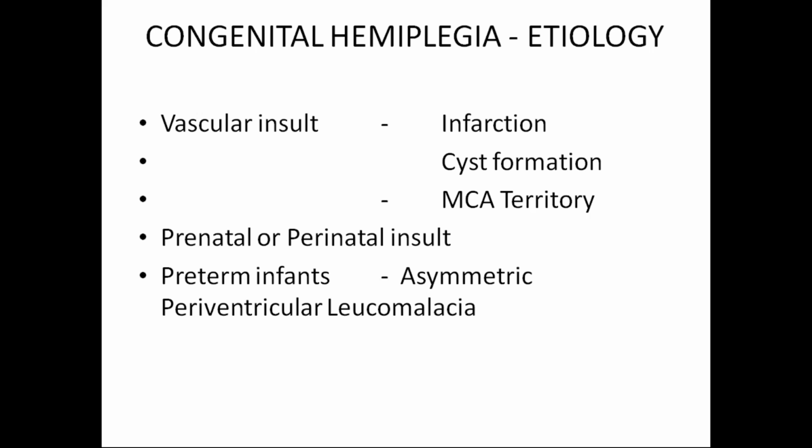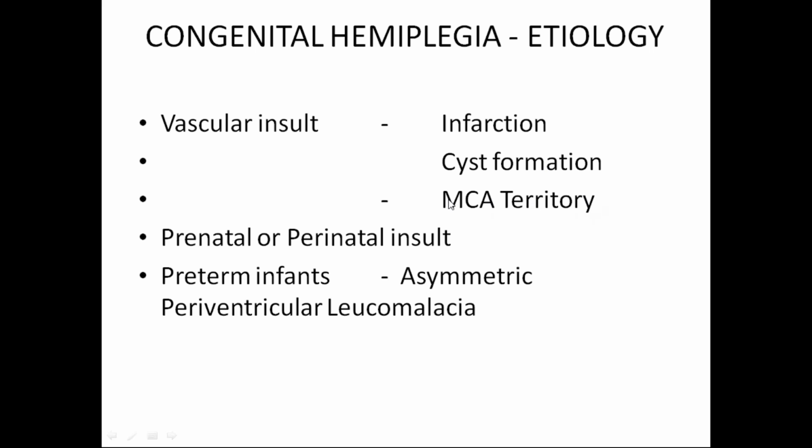The preterms are mostly susceptible to get PVL, that is periventricular leukomalacia, which is asymmetrical and which will present as spastic diplegia in case of preterms. Just remember, mostly it is vascular. Whether it is an infarct, bleed, or cyst that is impinging into your arteries. Again, I'm repeating, and most of the time it is MCA territory.